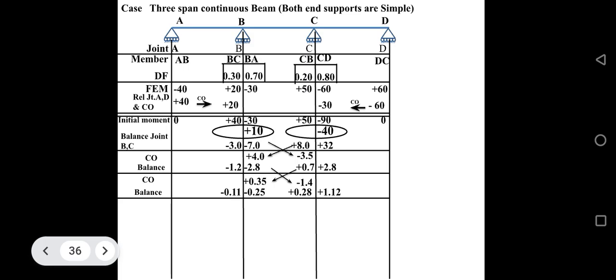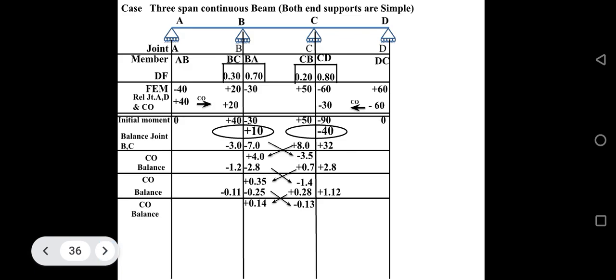Again the joint is balanced. Carryover to the simple ends is not possible. So we will carry over again from C to B, half moment with the same sign, and from B to C, half moment with the same sign. So this is our third cycle. One cross means one cycle. Now because of this carryover, the joint again becomes unbalanced. Now balance it.